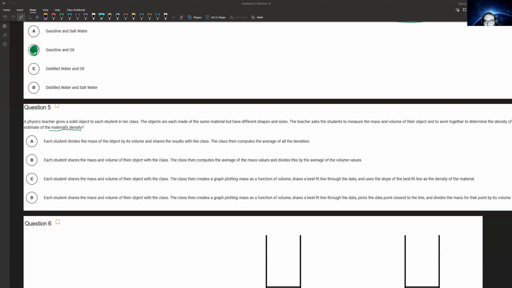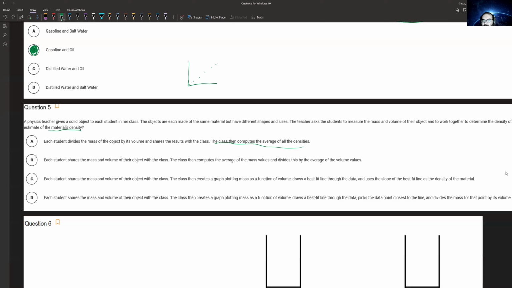All righty. So in this case, some of these sound pretty good, but one of the most stressed approaches for doing any kind of experiment, especially with the College Board, is you want to make graphs, you want to make plots, and you want to work with lines of best fit. And so in this case, A sounds really good. We can divide the mass of the object by its volume, and then we get the density of the object, and then we get the average of all the densities. This sounds really good, and it's an okay approach.